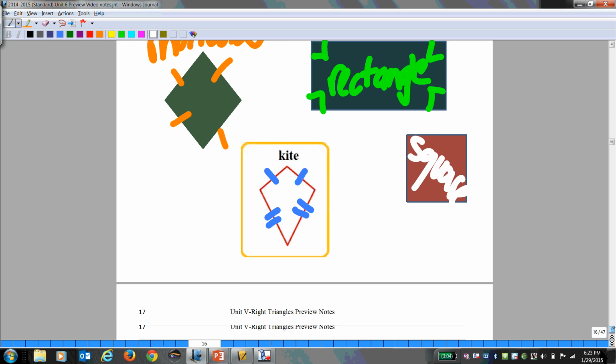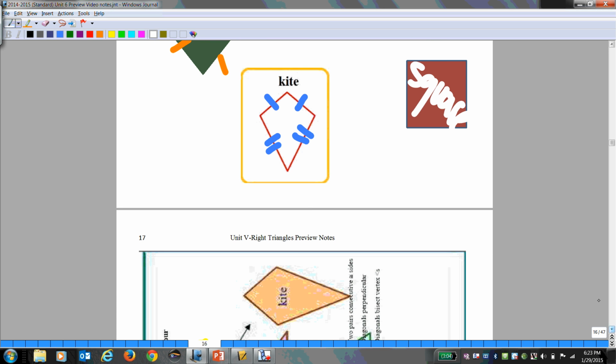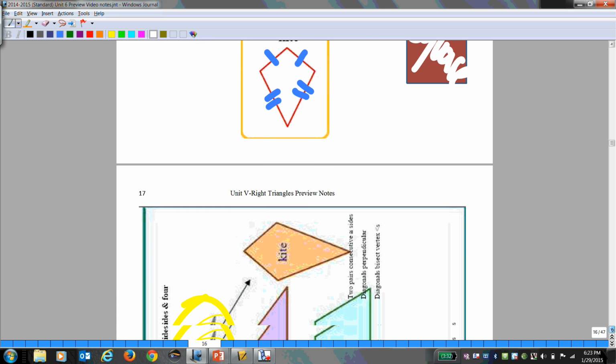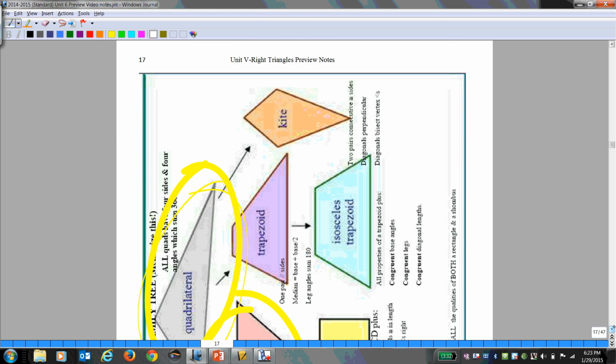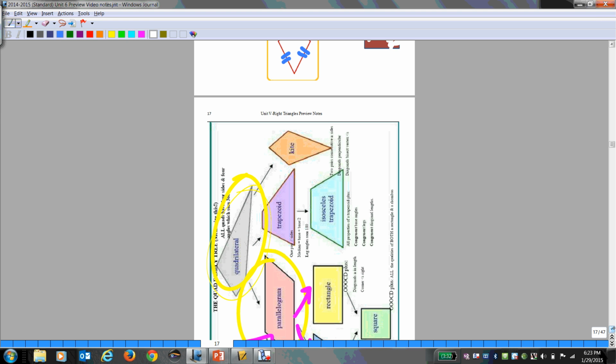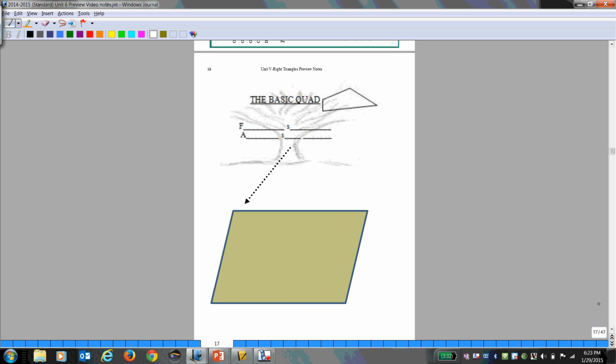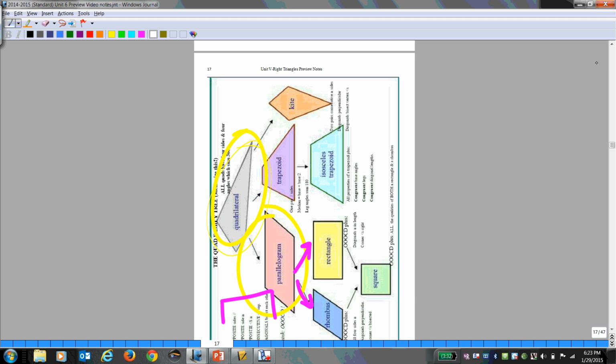We're going to focus just on the parallelogram today. This is called your quad family tree. It's kind of like a family tree of shapes. Please be aware that you will eventually be required to memorize all these different qualities. Now we're going to focus strictly today on these two.